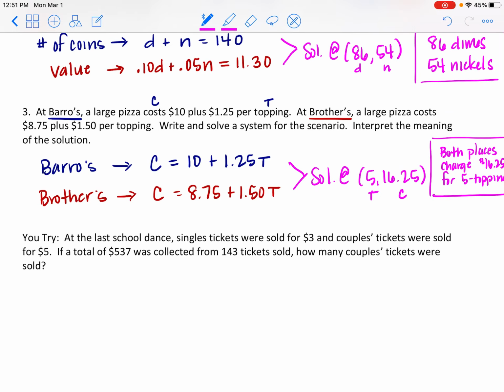I've got one here for you to try. I think I've given you enough examples. I think you should be equipped with the tools to solve this one. So if you want to give it a shot, then go for it. If not, we can still work this one out together.